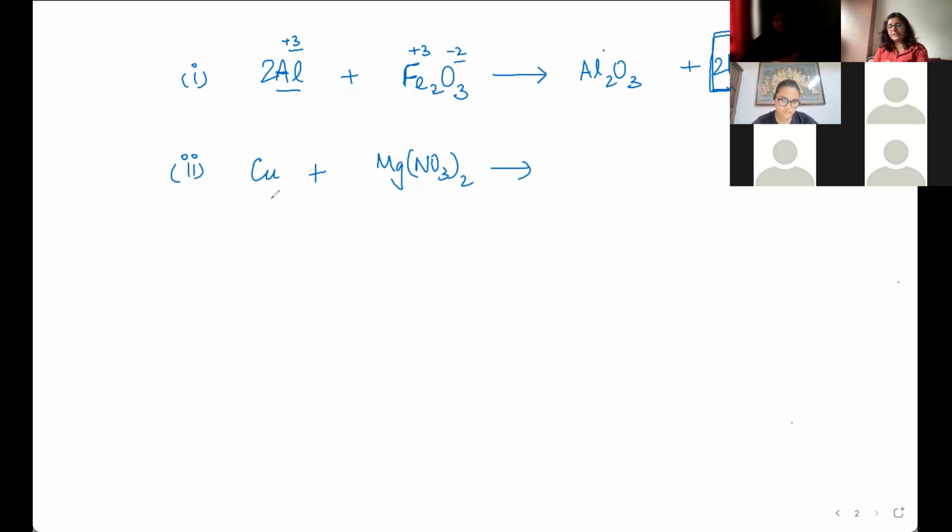So first thing, if you want to figure out whether the reaction is going to happen or not, in displacement what is the condition? If copper needs to kick magnesium out, copper has to be more reactive than magnesium. Is it? Is copper more reactive than magnesium? No, it's not. So will it be capable of taking its place here? No. So no reaction.